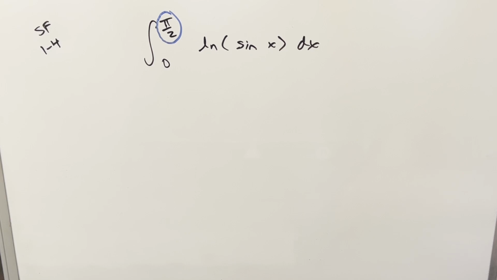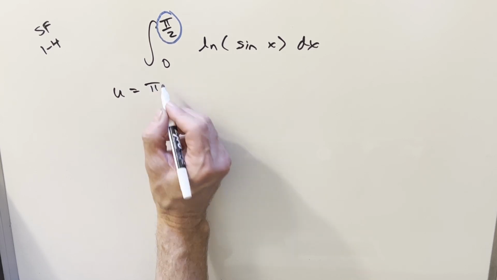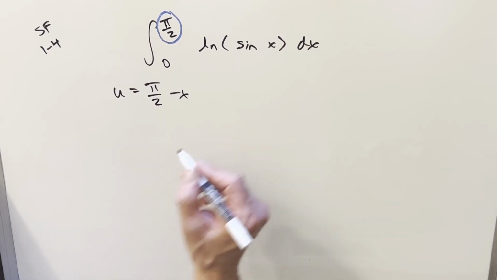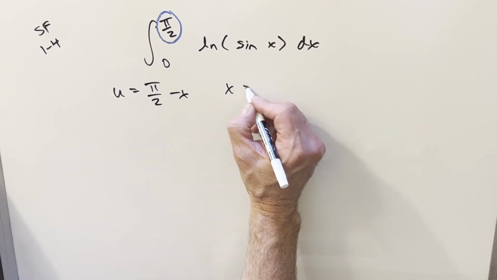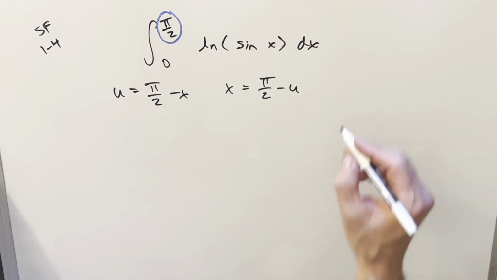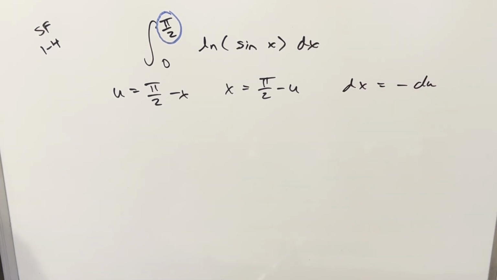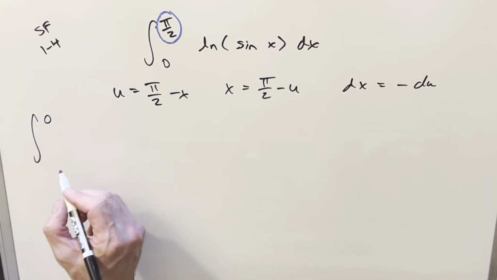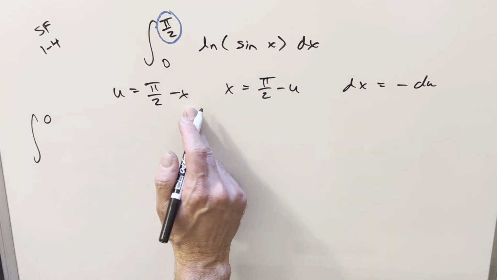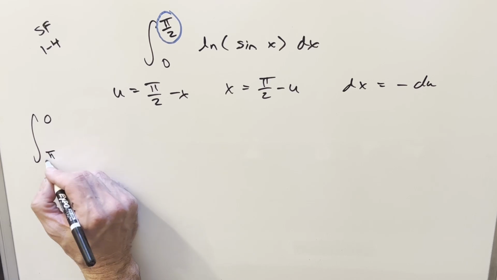What I'm going to do to start is notice that we've got our bounds going from 0 to pi over 2. In this case, especially with a trig function, the kind of substitution I like to make is setting u equal to pi over 2 minus x. Then, of course, solving for x, we have this. Taking our derivative, dx is just minus du. Then I'll make this substitution, and this is going to flip our bounds around. We plug in pi over 2 here, we get 0. We plug in 0 and we get pi over 2.